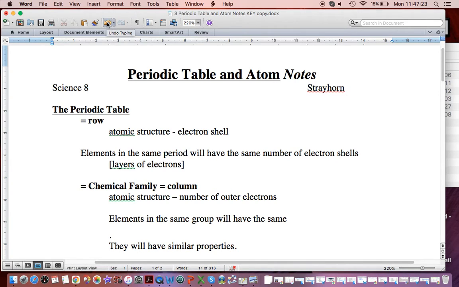So let's get rolling. First blank we fill in is the word period. Period corresponds to a row, and in terms of the atom, it corresponds to electron shell. Down here by chemical family, a column, that means the up-down part of the periodic table, that's known as a group.